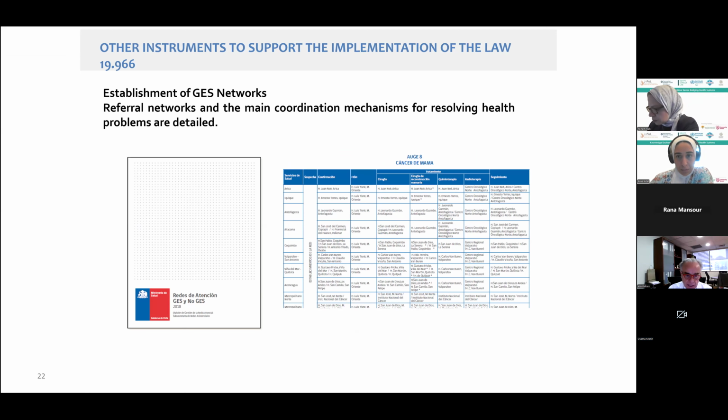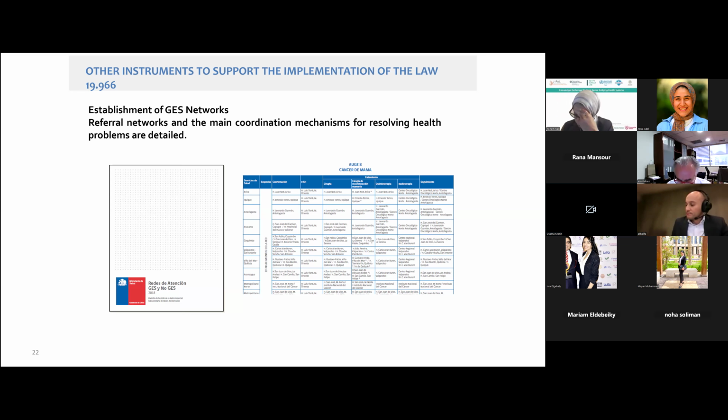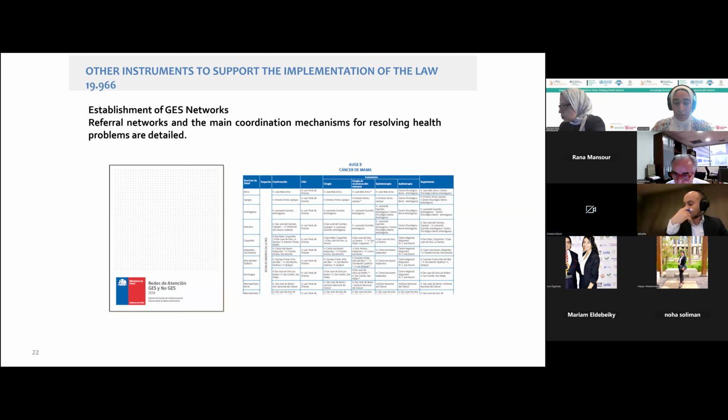And in addition, we established the national network of providers, and you can identify in each area of the country what kind of hospital, public and private, is registered in the national register for the specific attention for each one of the conditions that are included in the law.